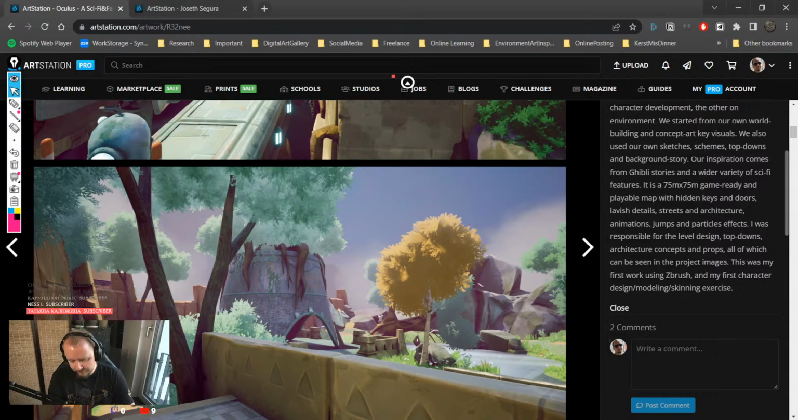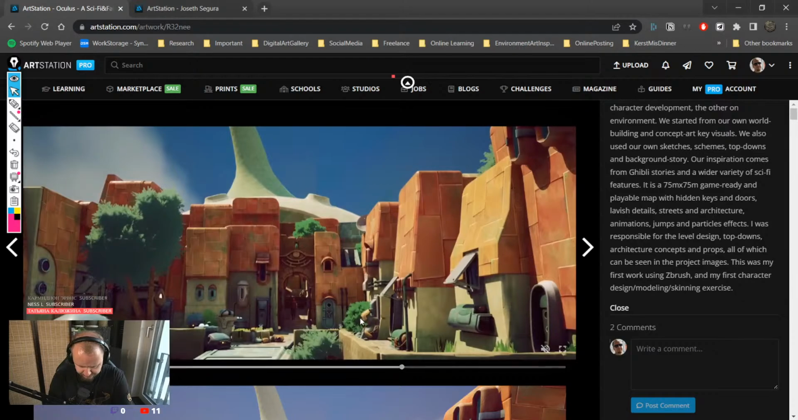Okay, so I was responsible for the level design, top-downs, architecture, concept, and props, all of which can be seen in the project images. That was the thing that I was looking for. I'm always curious to know what your responsibilities are, right? And this counts for recruiters as well, right? They'll be looking for that stuff if they're diving into your portfolio. So top-downs, architecture, concept, and props, all of which can be seen in the project images.